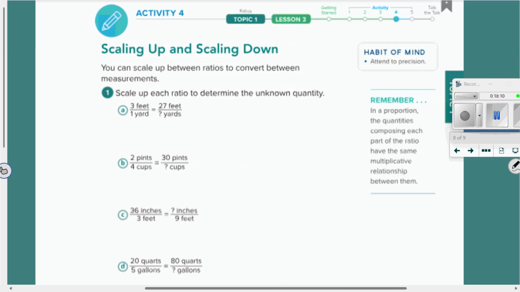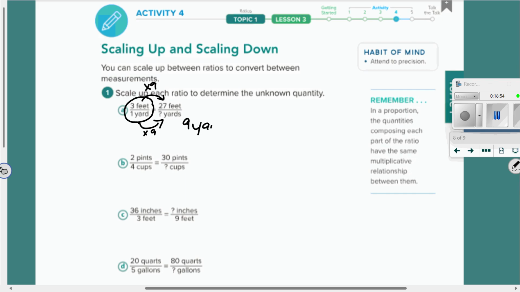It should look like this. Again, scaling up is making equivalent ratios by multiplying both numbers by the same number. So, for example, number 1a, you always start where you have the whole fraction, where you have a number for your numerator and a number for your denominator. Why? Because if you start with the other fraction, do you know what the question mark represents? No, that's what you're looking for. It doesn't help you find the answer. So you start where you have a whole fraction, and what would you do to get from 3 to 27? So 1 times 9?